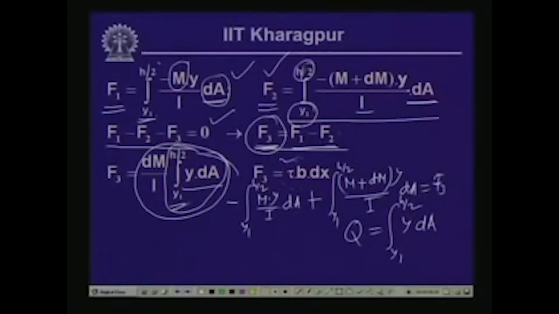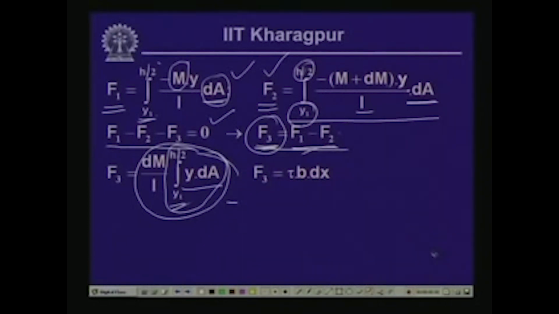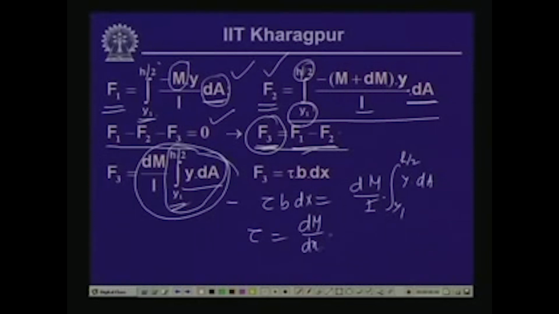So, F3 is written as tau times b dx, and if we equate these two, we get a relationship between the shearing stress and the moment. Tau b dx is F3, which equals dM by I, integral from y1 to h by 2 of y dA, which we are designating as Q. So, tau is equal to dM by dx times Q by I b.